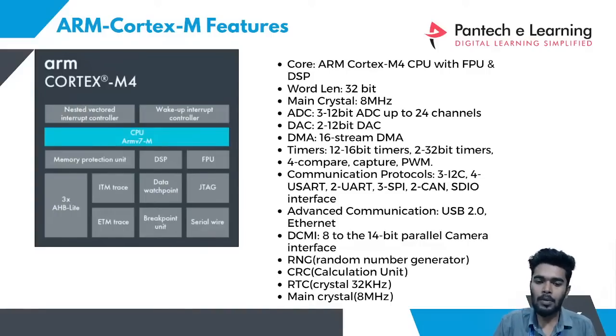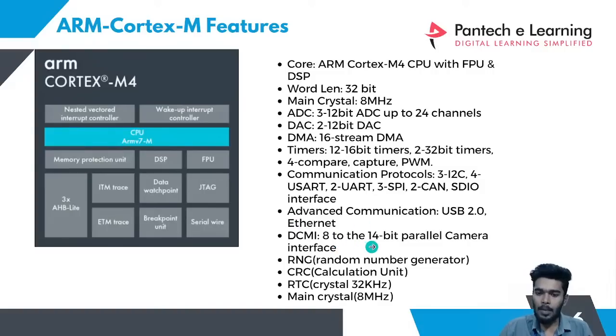So next we have the communication protocols. We have 3 I2Cs, 4 UARTs, 2 USARTs, which are synchronous and asynchronous, and we have 3 SPIs, 2 CAN. CAN means control area network, and an SDIO interface. You can use your SD card to upload the code also. And we have advanced communication like USB 2.0 and Ethernet.